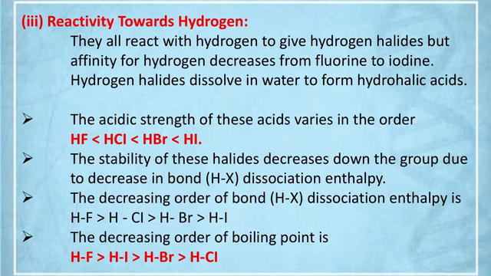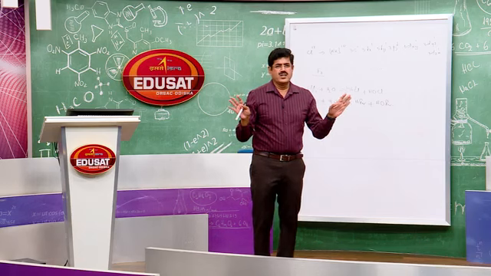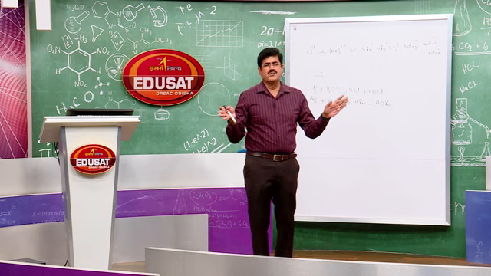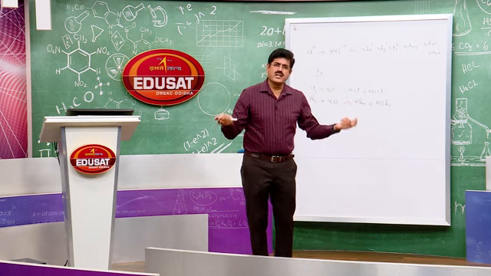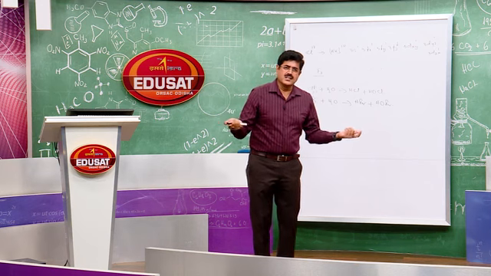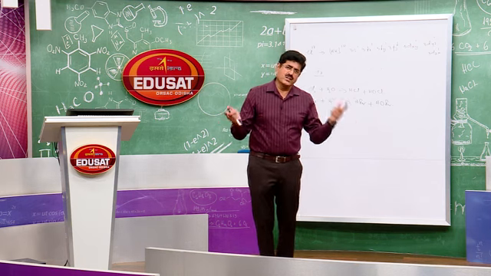Chlorine reacts with hydrogen in the presence of sunlight to form HCl. Bromine also reacts with hydrogen in the presence of sunlight to form HBr. Iodine does not react with hydrogen at ordinary conditions to form HI. So, iodine is the least reactive. You know the reactivity order: F2 > Cl2 > Br2 > I2.